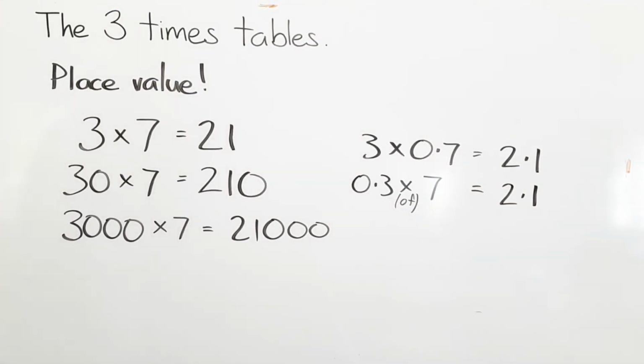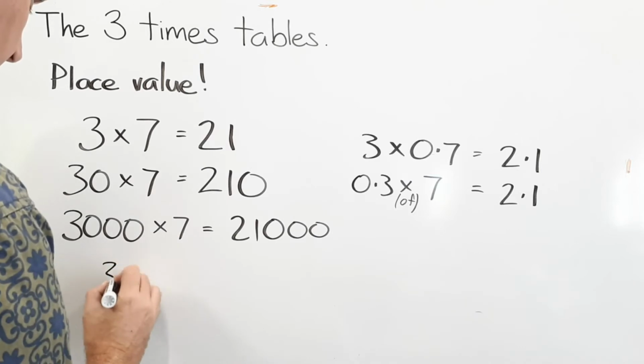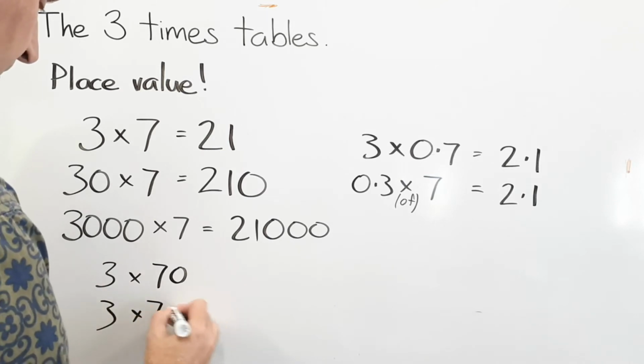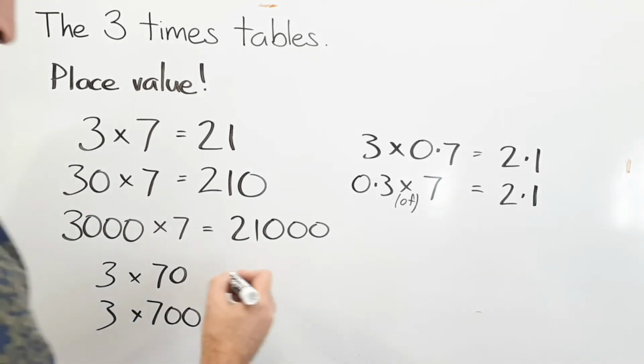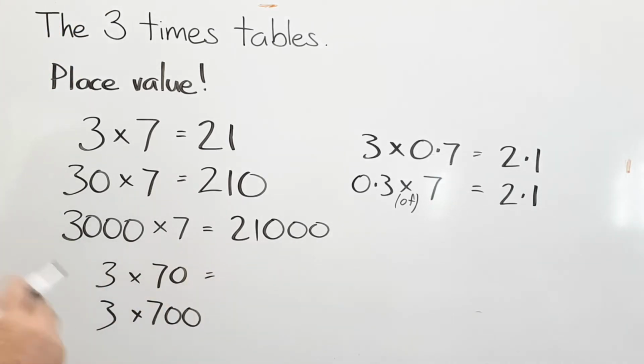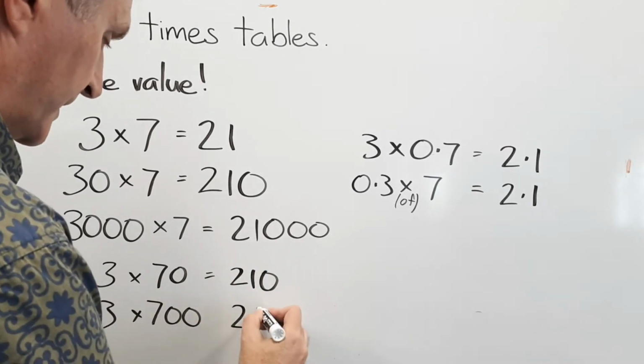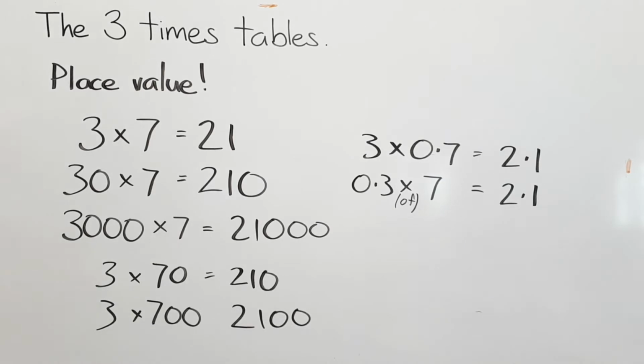So place value is a tremendously powerful way of dealing with a whole lot of very, very large numbers. Now, over here, you might find that it's this number that is bigger. Maybe it's 3 times 70 or 3 times 700. Doesn't matter. You can still use your basic fact that 3 times 7 is 21 to get the right answer. This is going to be 210. This would be 2,100. Really, really super convenient way of dealing with your times tables and getting a whole lot of other facts that you can use at the same time.